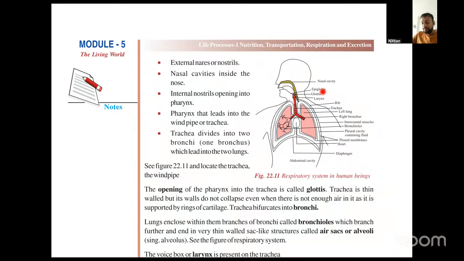Yes or no? Yeah. Can you read this? Anybody?